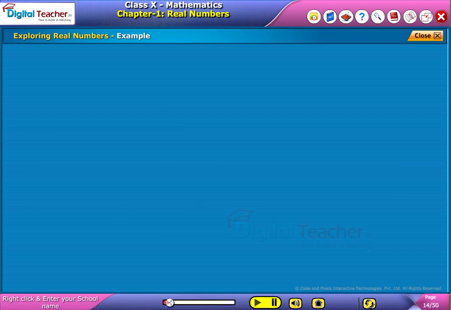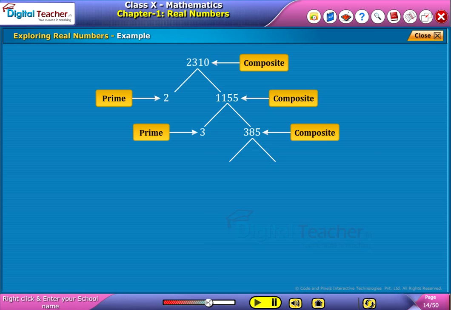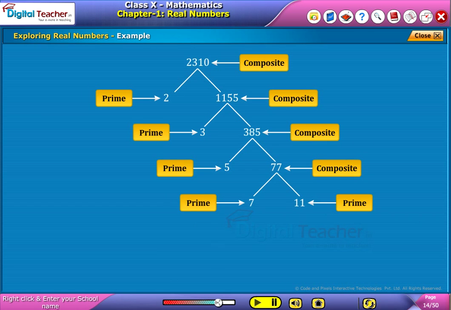Exploring real numbers. Now, let us consider an example. Here, let us consider a composite number 2310. Writing the number 2310 in terms of product of primes, we obtain as follows. So the product of primes of 2310 is 2, 3, 5, 7 and 11.